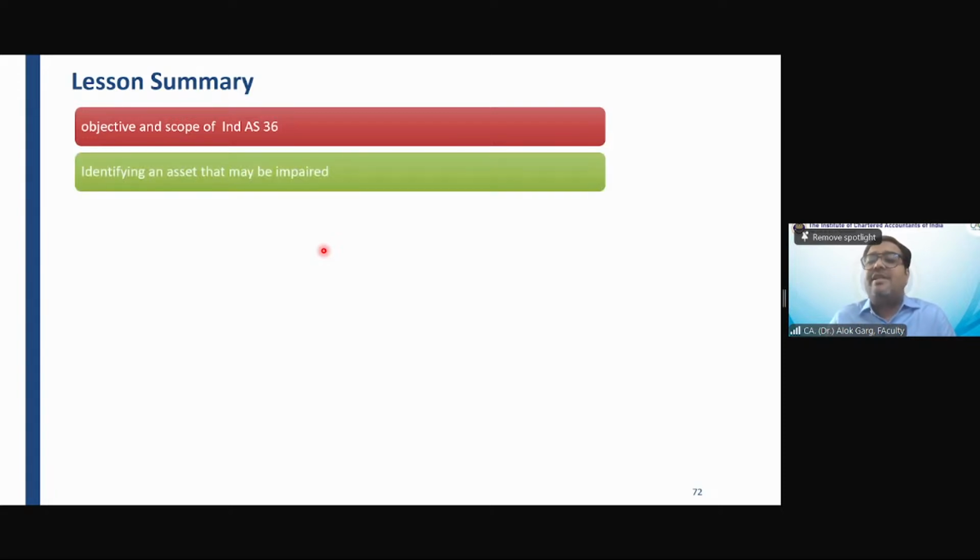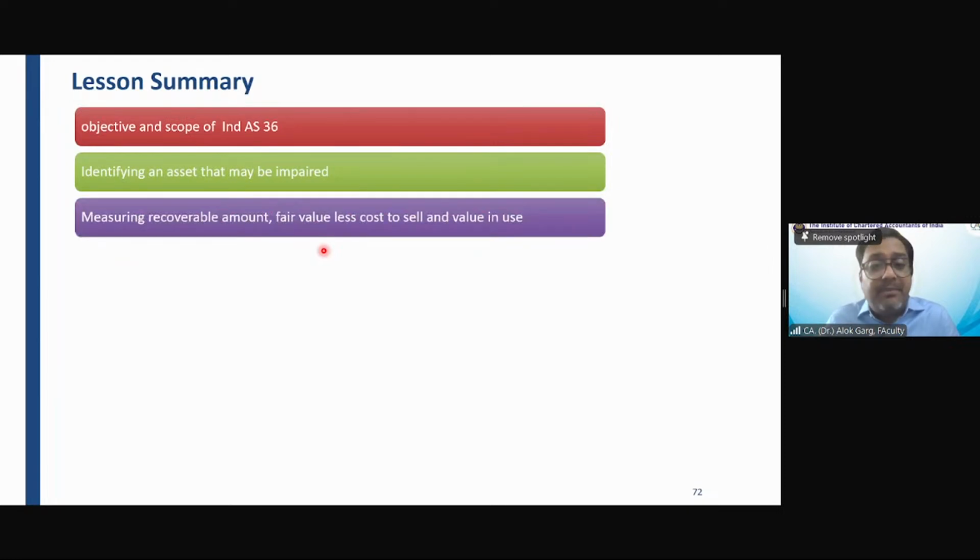Friends, we discussed the objective and scope of Ind AS 36, and we discussed that the objective of this standard is to ensure that the asset should not be carried at more than its recoverable value. The scope is that Ind AS 36 applies to all assets except if an impairment is specifically covered under a specific standard, like Ind AS 2 inventory, like Ind AS 109 financial assets. In that case, the impairment on that asset has to be taken care of by that particular standard, otherwise Ind AS 36. The standard says that you need to identify if that asset may be impaired, right?